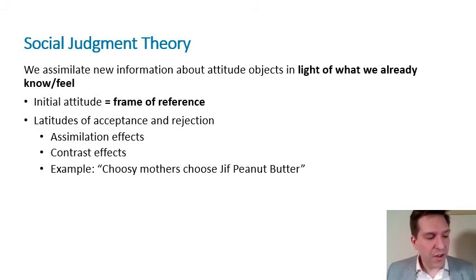Okay. Another theory that explains also how attitudes are formed is social judgment theory, right? Which basically says that we are likely to either assimilate or reject information that comes our way based on our original attitudes or feelings, okay? So we're going to take our original or initial attitude as a frame of reference, right? Let's say, for example, I like chocolate, right? So that's my original attitude, right?